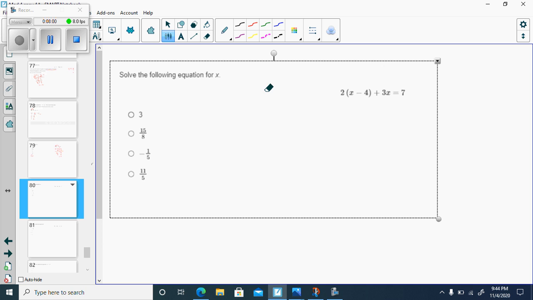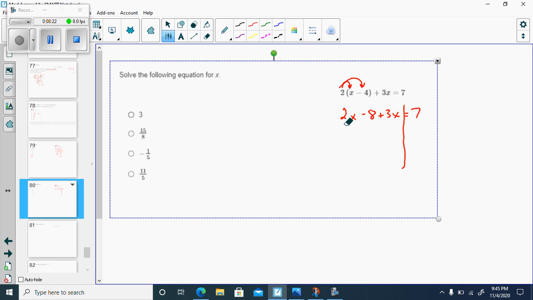Solve the following equation for x, and here's our equation. Okay, we've got distributive property. We know we do parentheses before we do anything else with adding, subtracting, multiplying, dividing. 2 times x is 2x. 2 times negative 4 is negative 8. Plus 3x equals 7. Now look at this.